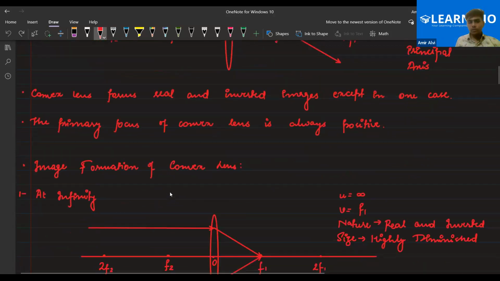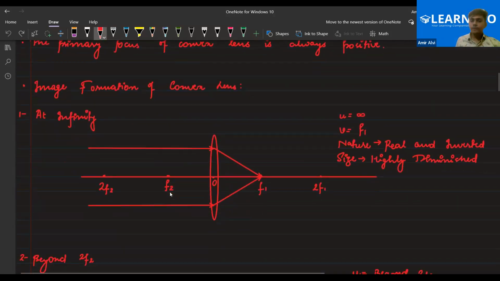Okay. So next, understand the image formation of the convex lens. When the light rays are parallel to the principal axis, the light rays will focus at f1, the primary focus, right? So the object is at infinity. The image is formed at f1. So the image would be formed real, inverted and highly diminished. Clear? Okay. So this is the basic case.